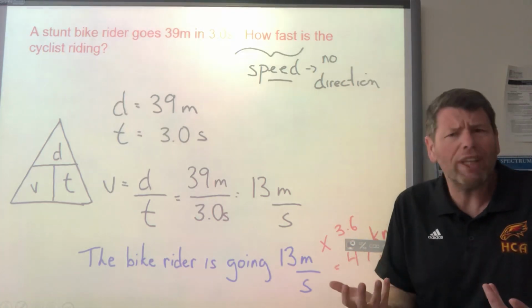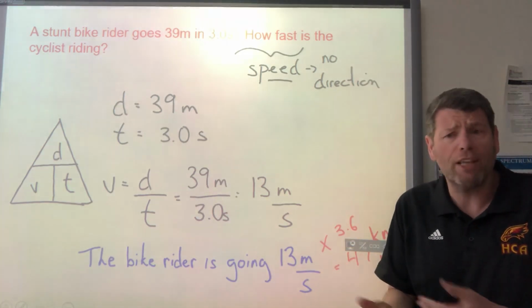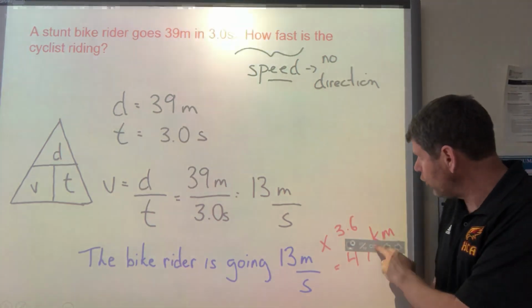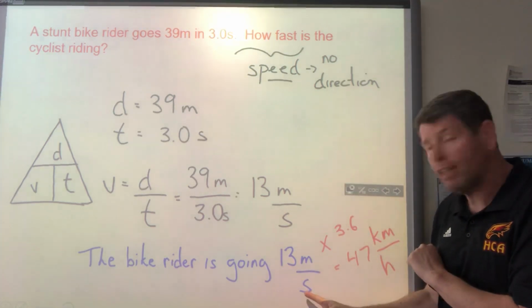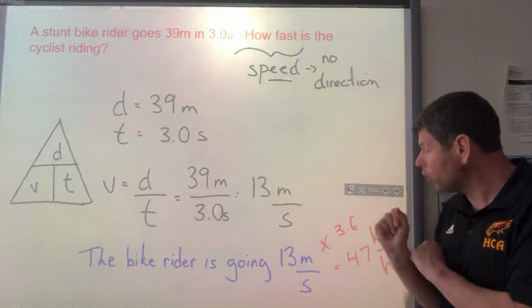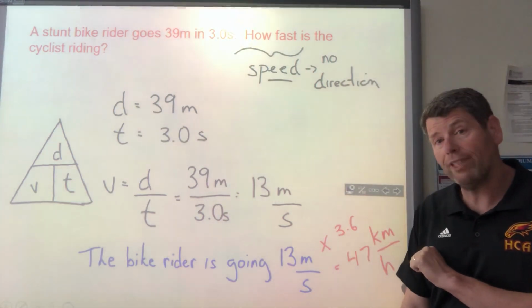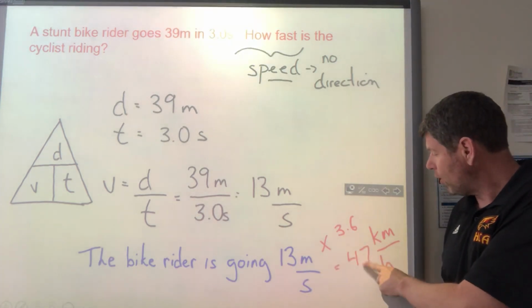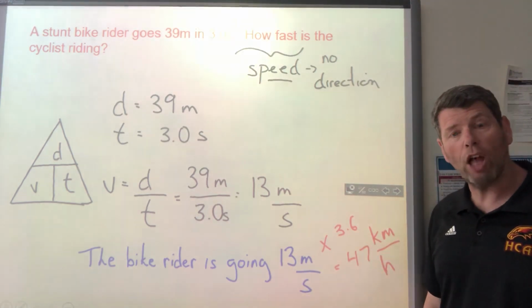We often relate to kilometers per hour better because that's what our speedometers are going to tell us in our vehicles. So what if I wanted to convert my meters per second to kilometers per hour? Multiply by that magic number 3.6. So 13 times 3.6 is rounded to 47 kilometers per hour.